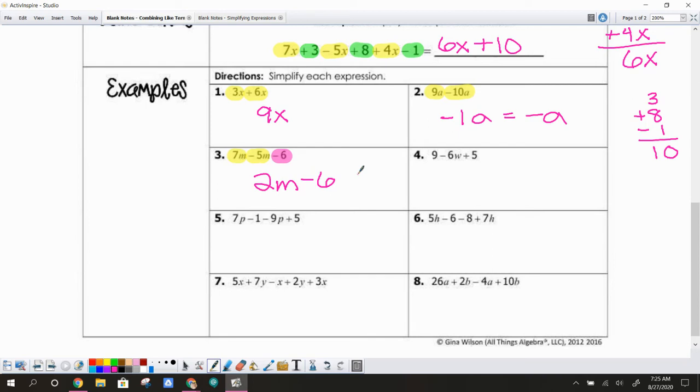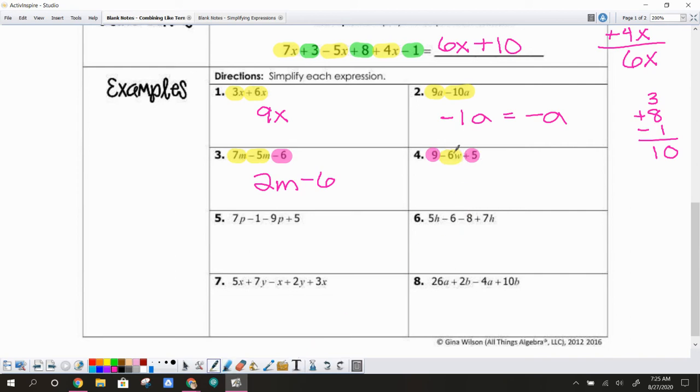All right, for number 4, we have 9 minus 6w plus 5. So again, I'm going to highlight. I'm going to highlight all my variable terms in yellow. Make sure you're including that sign in front of it. All my constant terms in pink this time.